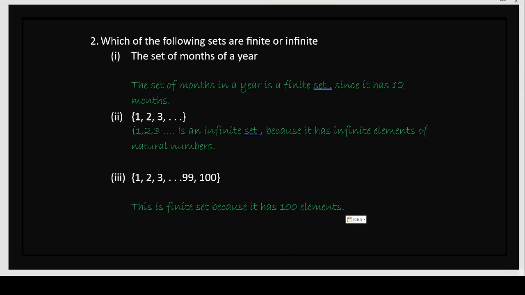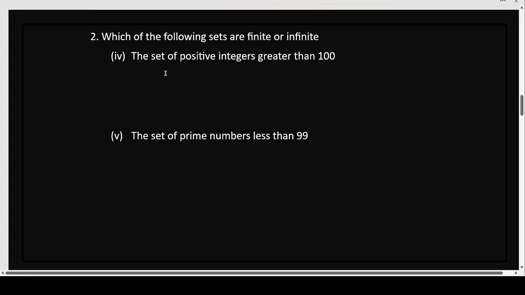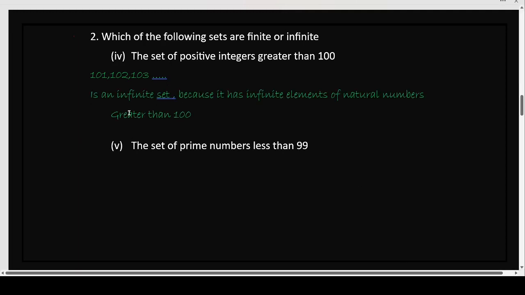We will move to the next question. Here, the set of positive integers greater than 100. The elements are 101, 102, 103, and it goes on like that. So there are infinite numbers of elements. This is an infinite set because it has infinite elements of natural numbers greater than 100.